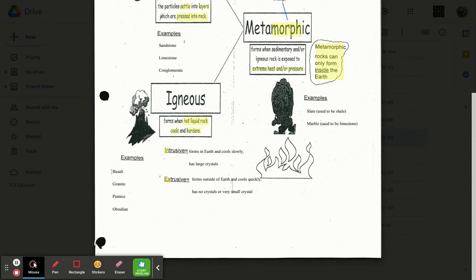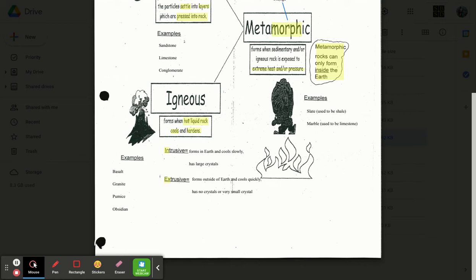Now, when we looked at the mystery rocks, there were some examples of igneous rock. One was basalt, and that did have crystals inside of it, so basalt is most likely an intrusive igneous rock. We had granite, which also had crystals, another intrusive. However, pumice and obsidian didn't have crystals, so they would be extrusive and they cooled quickly.